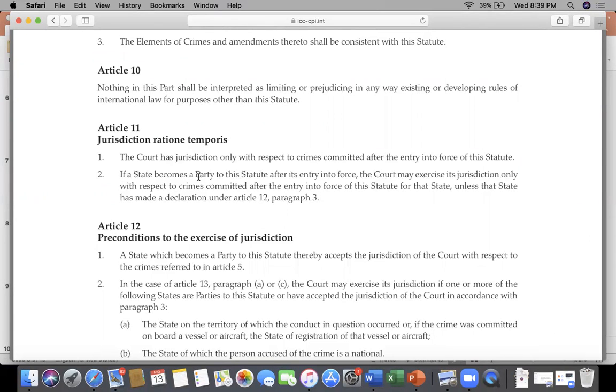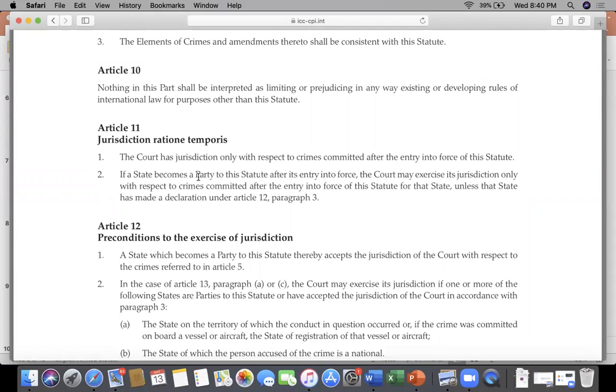And it further says, if a state becomes a party to this statute after its entry into force. So this is another situation. There may be a situation when some 60 states had signed and ratified in 2002, and thereafter the Rome Statute entered into force. But suppose a country A becomes a party to the Rome Statute in 2019. In that case, will a crime committed in country A in 2002 also be covered under the jurisdiction of ICC? The answer is no.